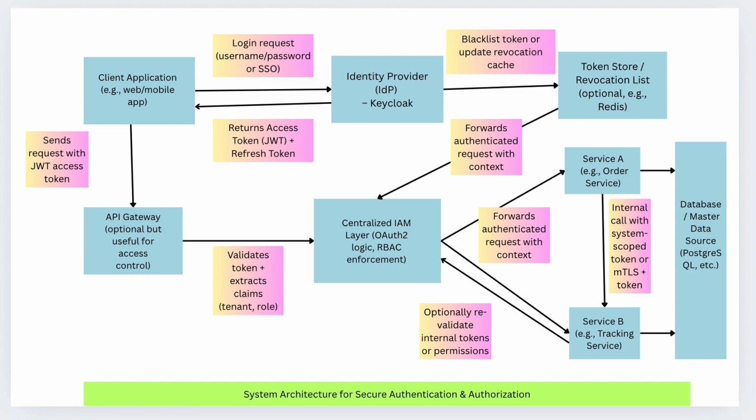For scalability, we horizontally scale Keycloak, gateway, and IAM layer components. Services are stateless and auto-scalable with Kubernetes. Tokens are typically short-lived, 5 to 15 minutes, and refresh tokens are stored securely on the client.